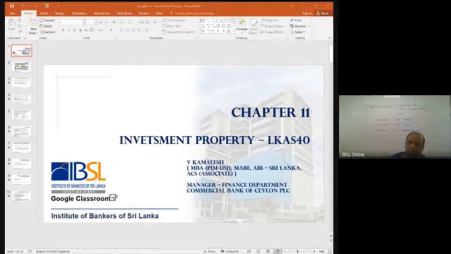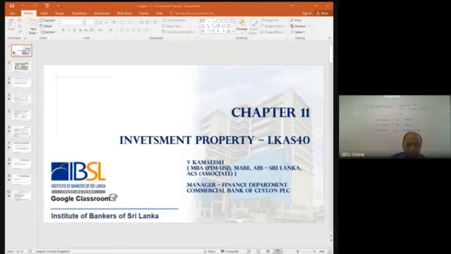There could be a library, there could be an administrative office, there could be a bookshop, there could be a cafeteria. So there could be so many floors, or maybe rooms that are being used by IBSL for its own business. But the moment IBSL decides to give out on rent certain floors or shops, or certain rooms in this building, that cannot be considered as part of PPE, or you can't apply LKAS 16 there.